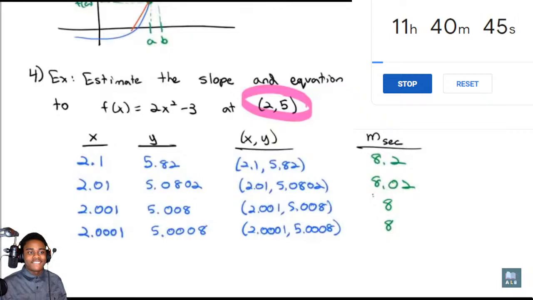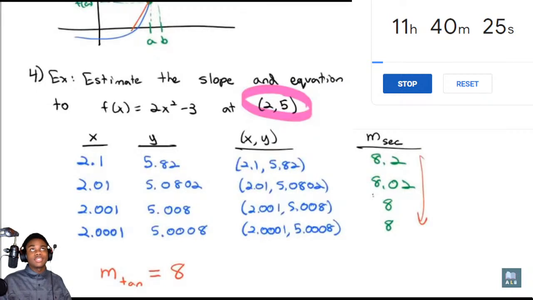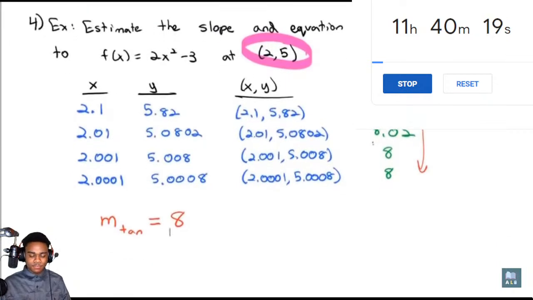So we can use this fact to estimate the slope of the tangent line. Now, we see the slope of the secant line is getting closer and closer to 8.0, so the slope of the tangent line is probably that 8.0 that we're getting closer and closer to. So if it is 8.0, then we're ready to actually calculate the equation at that point.